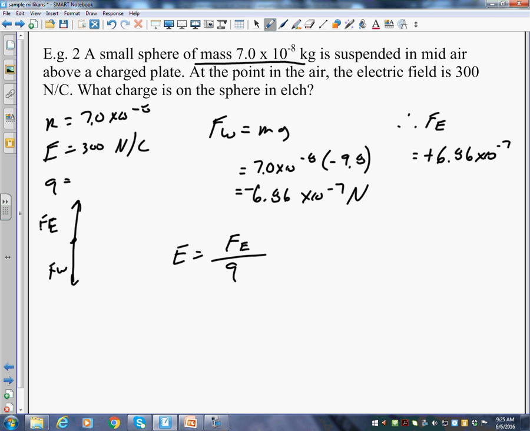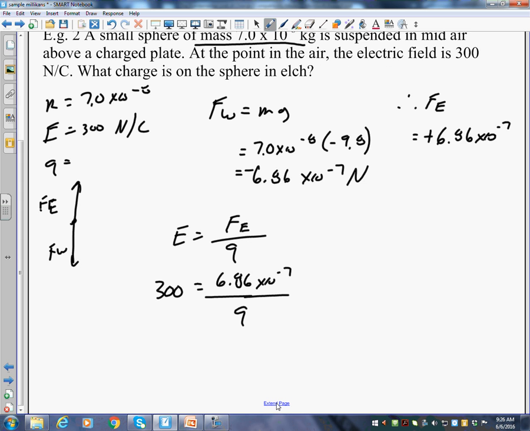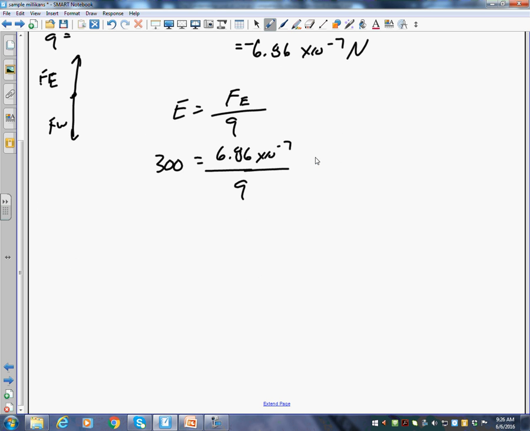The electric field strength is 300. My FE is 6.86 times 10 to the minus 7. You're solving for Q. Now, we've had this situation many, many times. Involuntary math. You have to be able to solve that without even blinking. You need to know how to do that. I hope you do.